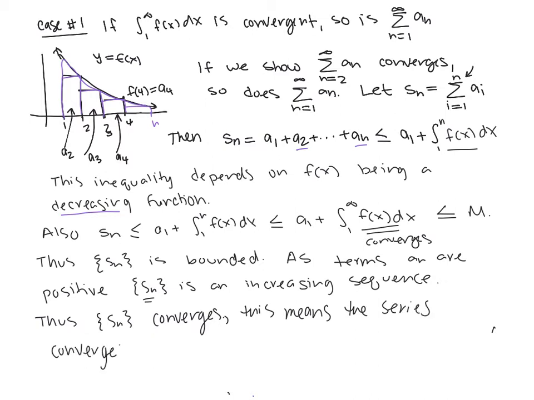The proof for divergence is pretty similar to the proof for the 1 over root n diverging. The basic idea that you really have to get here, the most important take-home message from this, is that the integral and the sum do the same thing. So the integral and the series, they behave the same way.